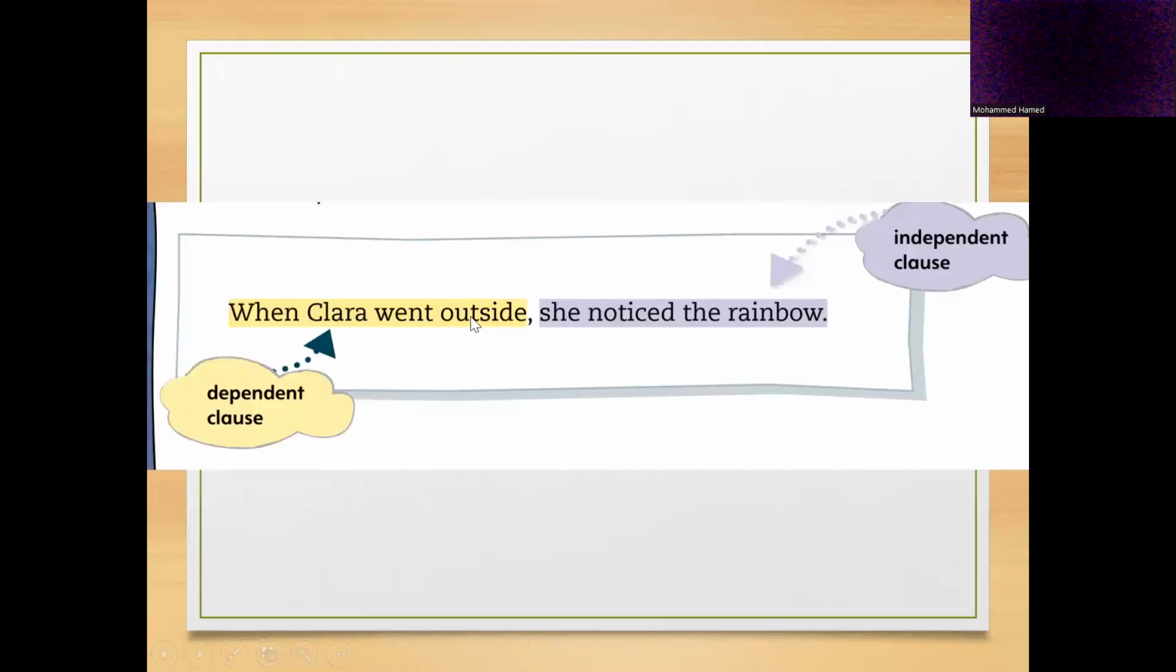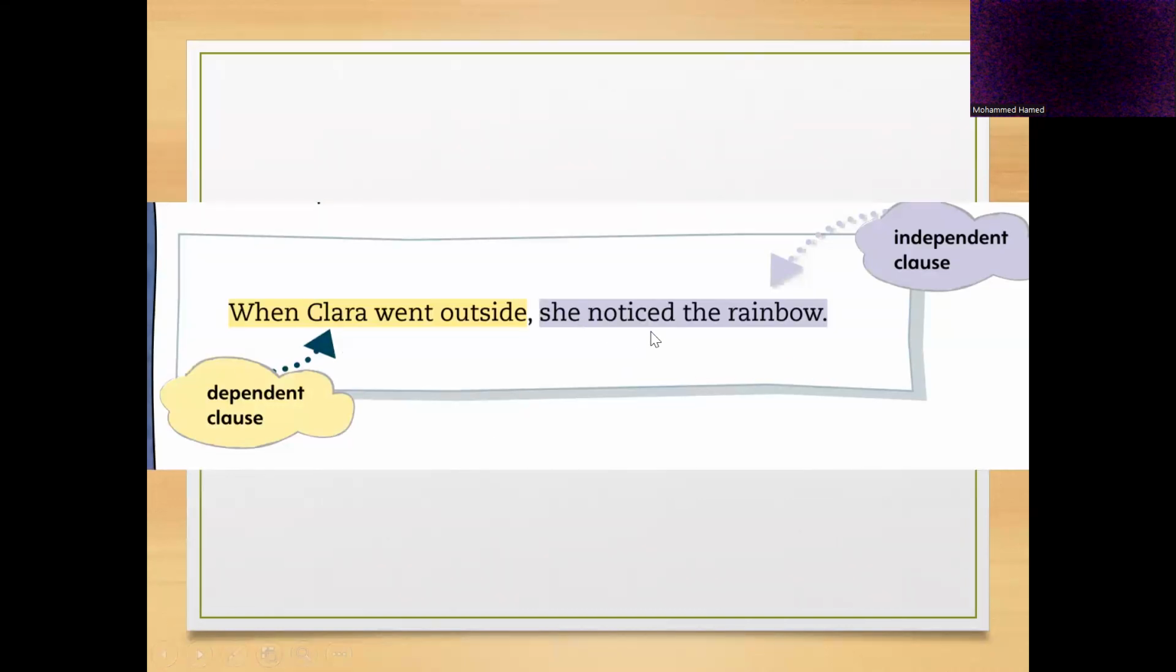When Clara went outside, she noticed the rainbow. So, which part of a sentence here gives a meaning? Excellent, I can hear you. So we can say when Clara went outside, this one doesn't give a meaning. So it's dependent. Why? It needs another sentence to complete it, which is she noticed the rainbow.